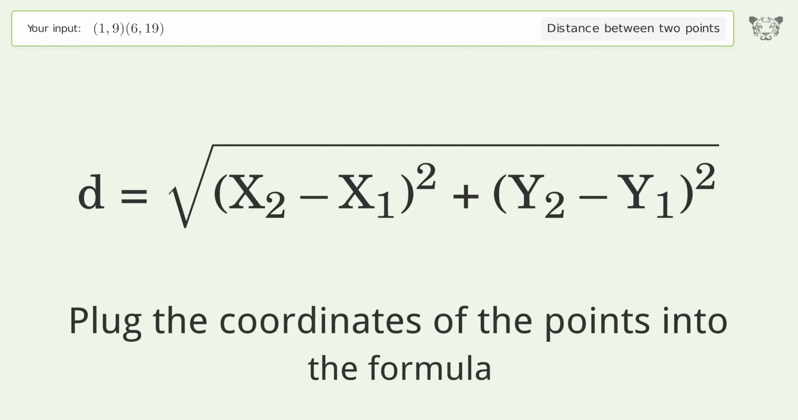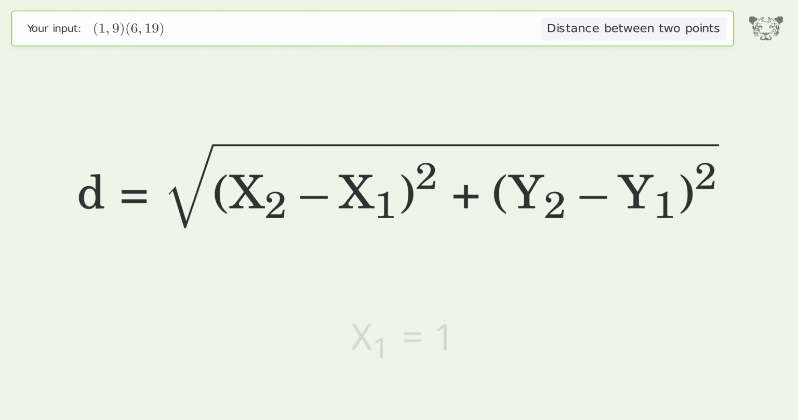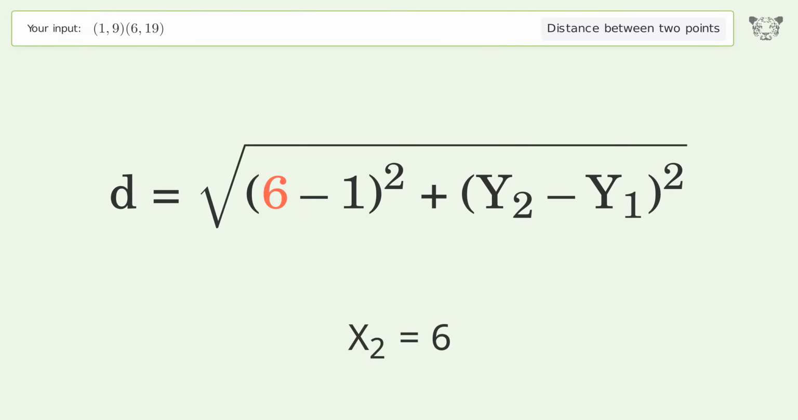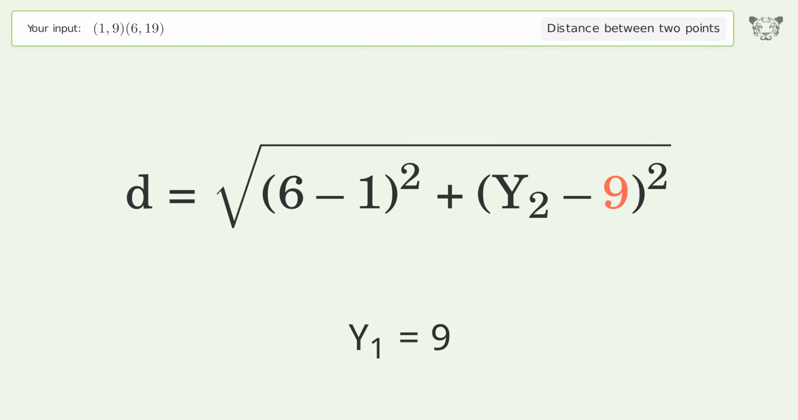Plug the coordinates of the points into the formula. x1 equals 1. x2 equals 6. y1 equals 9. y2 equals 19.